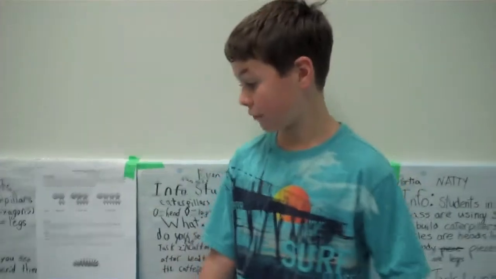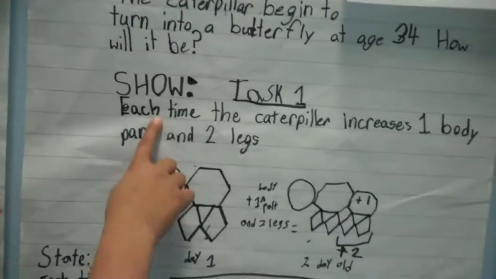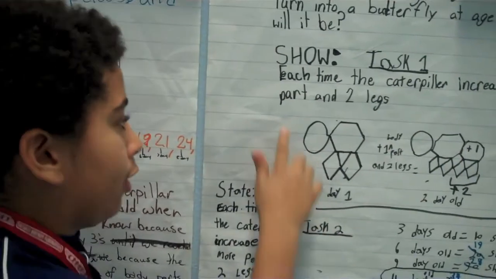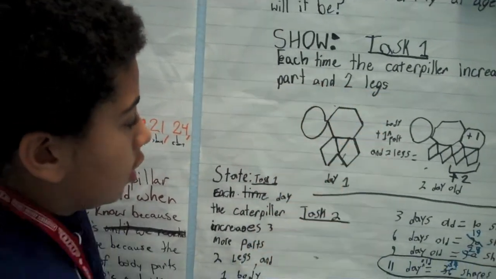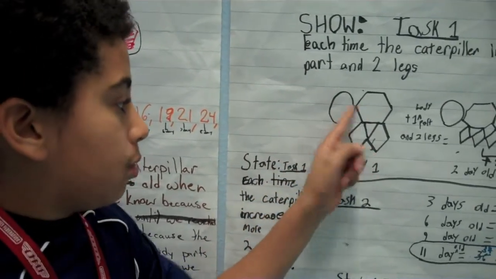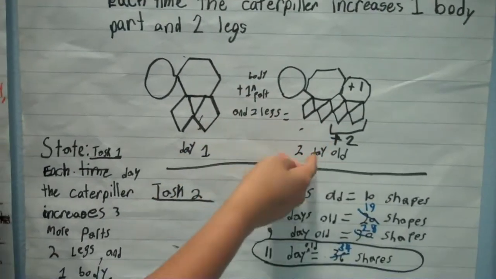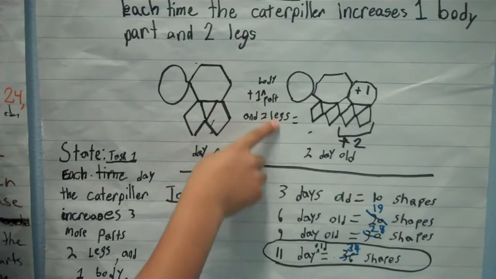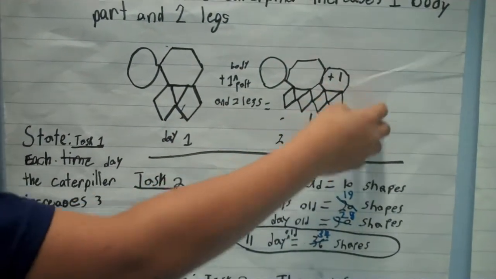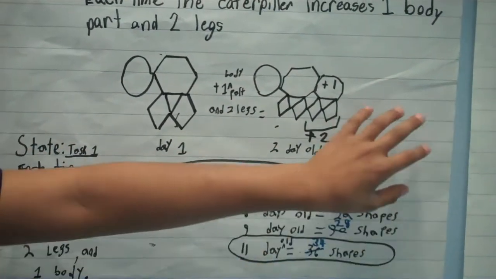We did something a little different. We didn't use a table. This is what we did. For task 1, we put each time the caterpillar increases 1 body part and 2 legs. As it shows here, there's a head, and then there's a body, then there's two legs, and then on day 2, we're just going to add a body part and add 2 more legs. And if we put in that number 3, we would have 3 body parts, 1 head, and 6 legs.